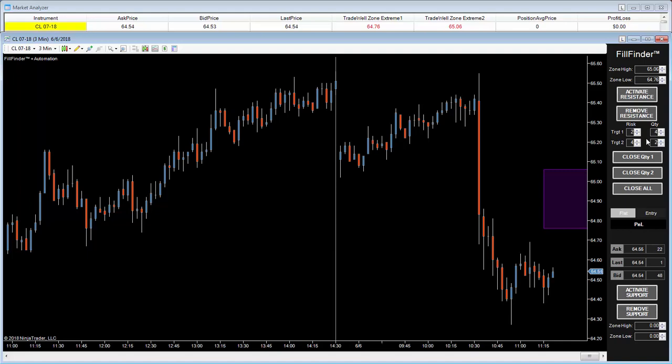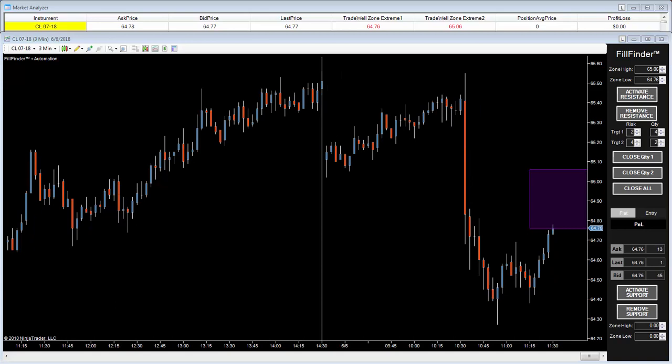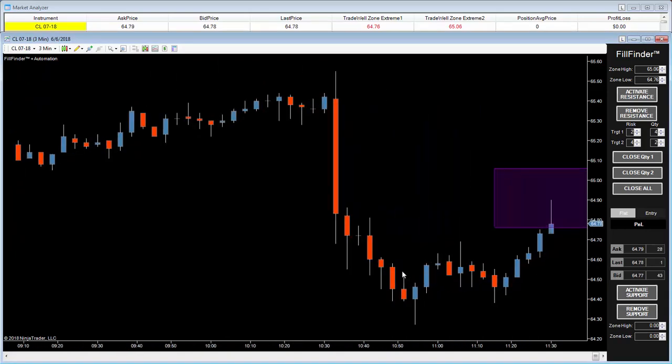And so it has a lot of flexibility there. Also your quantities, you can set those to whatever you want. I've got mine set, and as you can see, the TradeWell zone is very clear to see up here. We've entered that into PhilFinder, activated the resistance, and now it's just up to the market to get into the zone. Crude futures were just below and are now just at the zone we entered into PhilFinder, so I'll go ahead and expand this out a little bit so we can see easier.